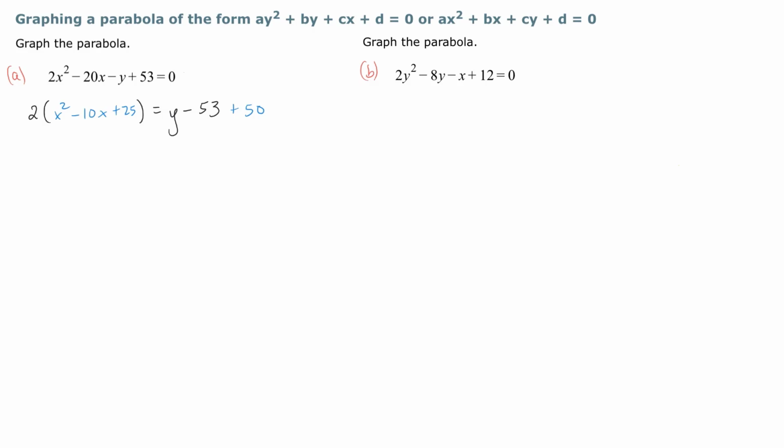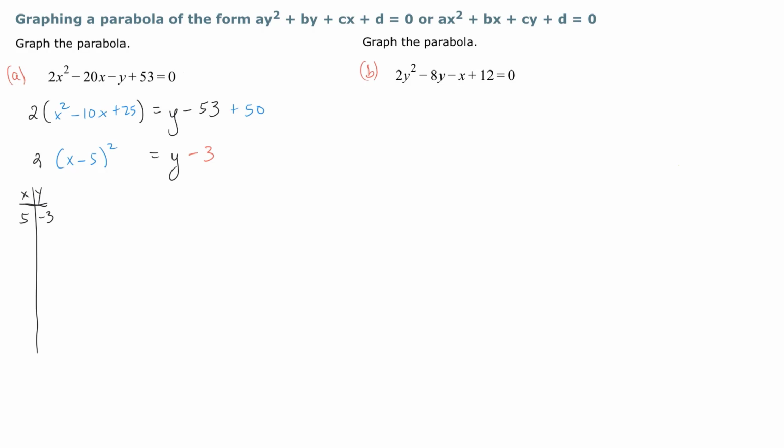Now you just factor this. 2 times the quantity, x minus 5 squared. That's why we completed the square. It is now equal to y minus 3. And this looks like the definition of a parabola. So we could find our vertex. Well, it actually says to graph, so it doesn't have to say that we have to identify. So why don't we put our vertex in a T-chart? X, Y, we have 5, we have negative 3.